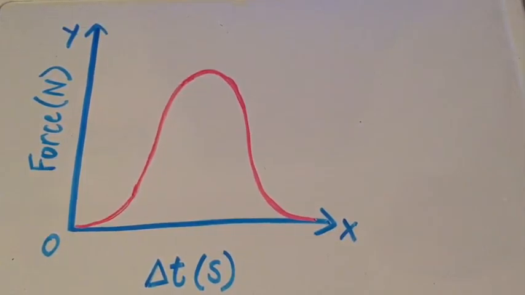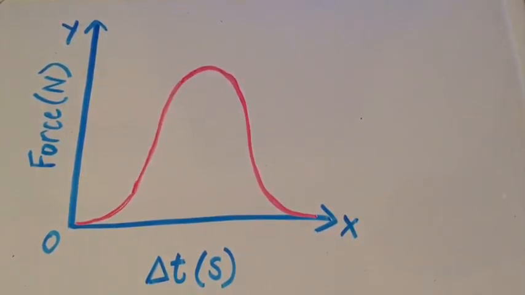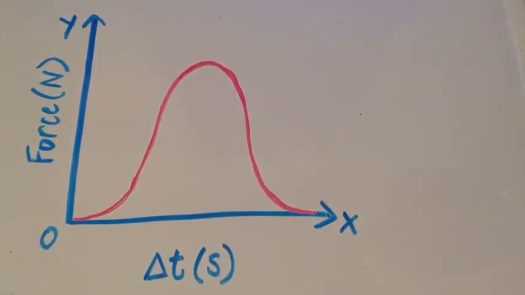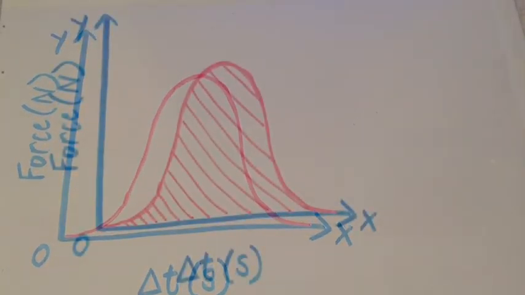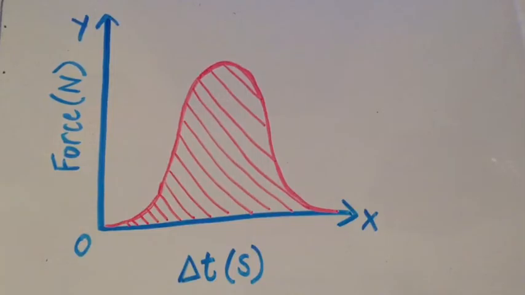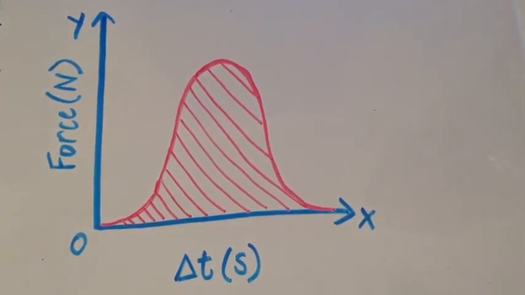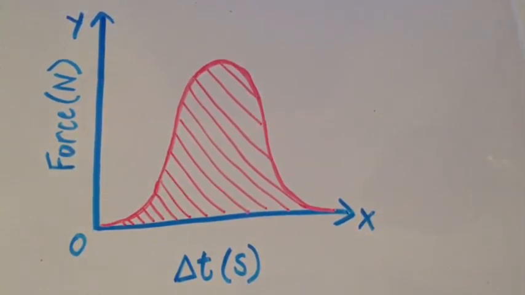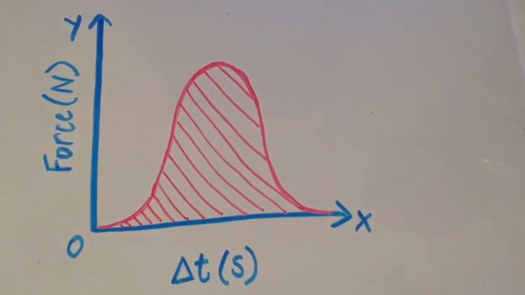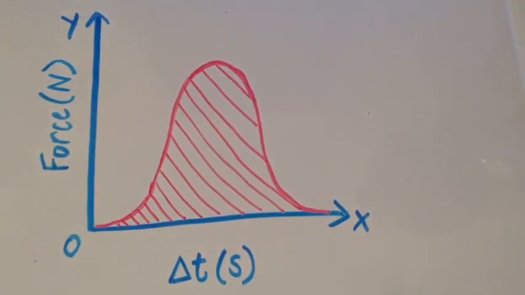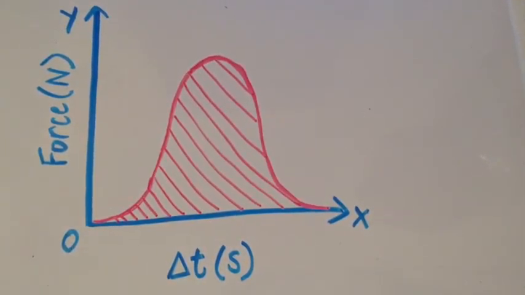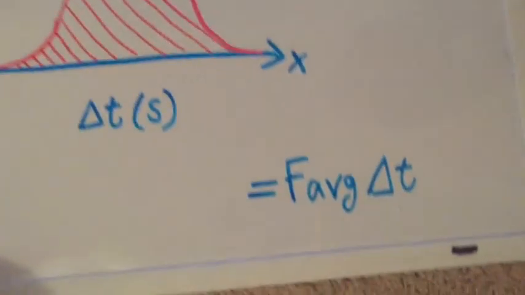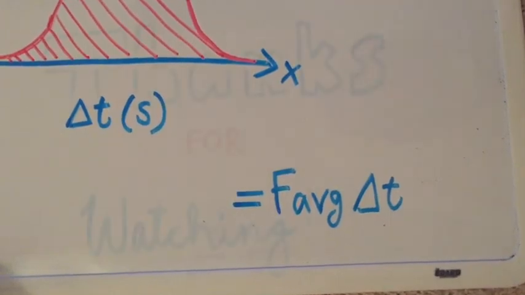Another method in which one can find impulse is by finding the area under a force versus time graph, with force on the y-axis and time on the x-axis. By calculating the shaded area, as in this plot, one can find the impulse without using any impulse equations at all. Therefore, impulse equals the area under a force versus time plot, which equals the F average times delta T.